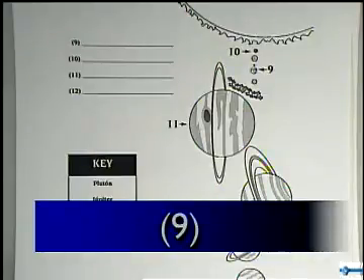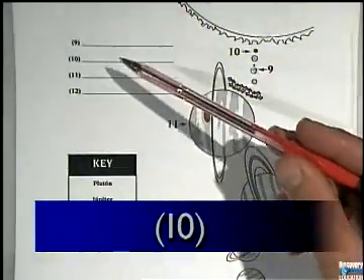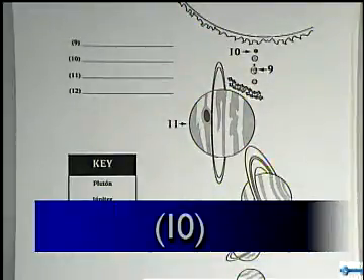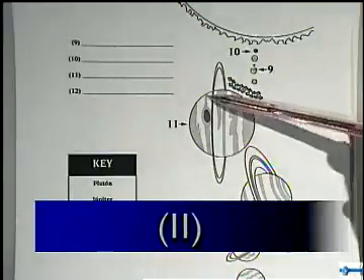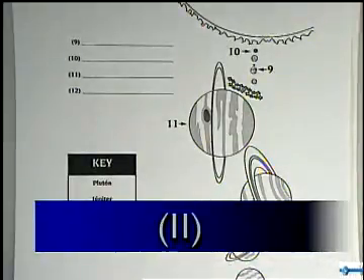Let's go ahead and look now at number 10. This first one right here, number 10. Find the name of that planet in the key. Copy the name of that planet next to number 10. Now let's look at number 11. This planet here. Find the name of that planet in the key and write the name of that planet next to number 11.